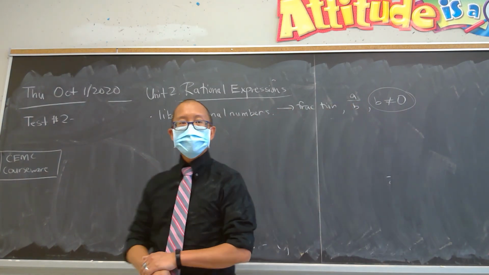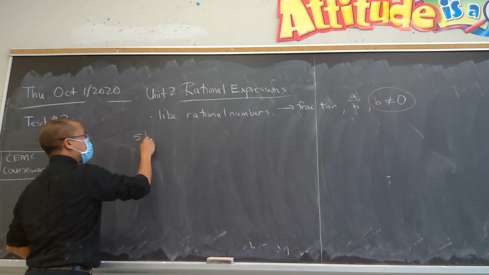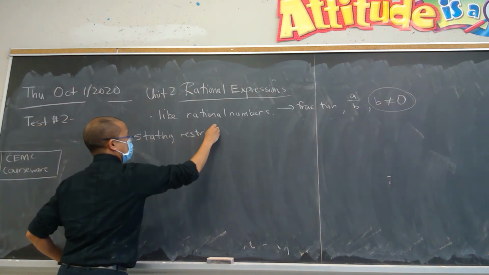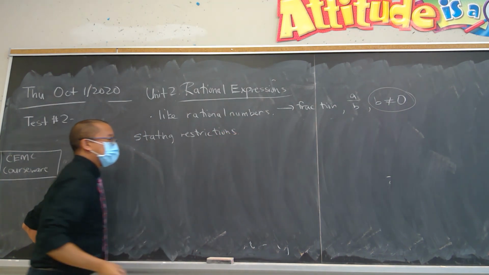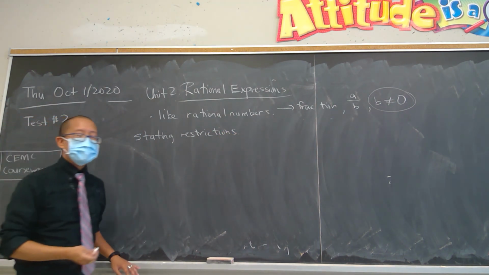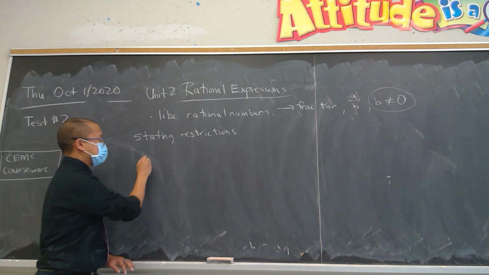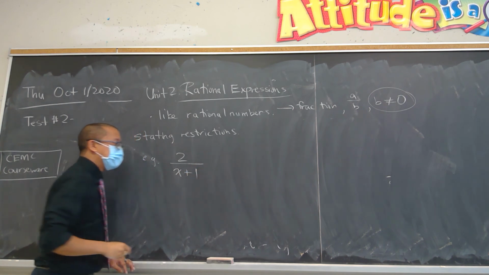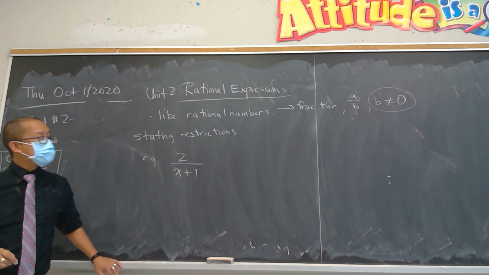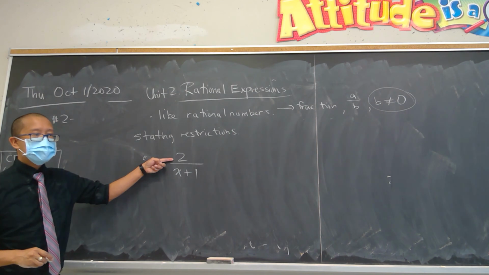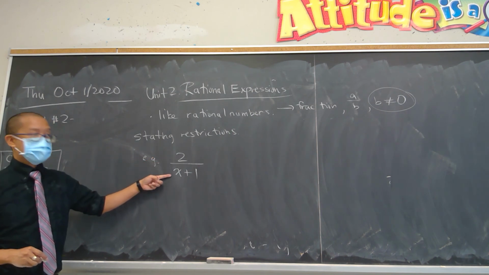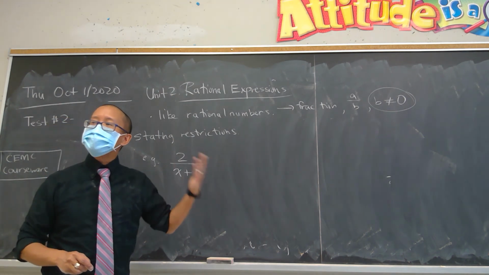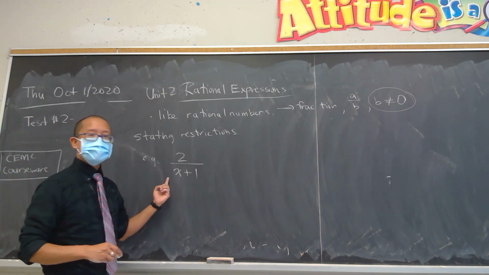The second part is what we know as stating restrictions. So for example, for a rational expression, let me give you an example: 2 over x plus 1. This is called a rational expression. It's not a rational number. The 2 is a number, but this x plus 1 is a binomial. We don't know what x is. And the way that you're supposed to ask yourself is, what could x be?